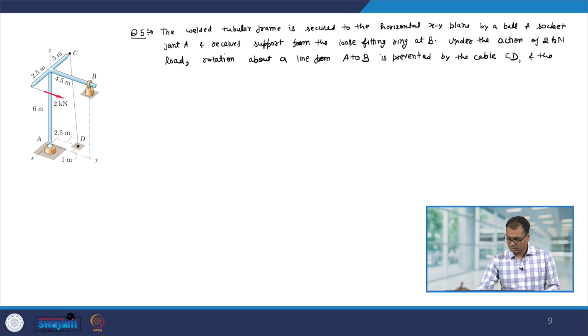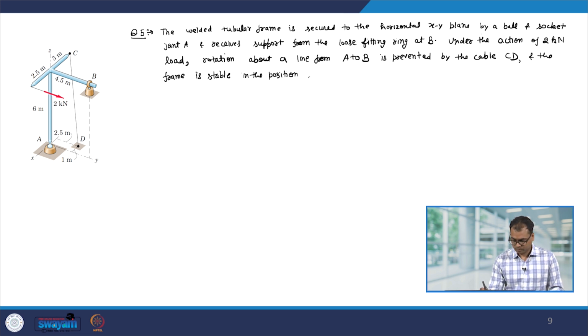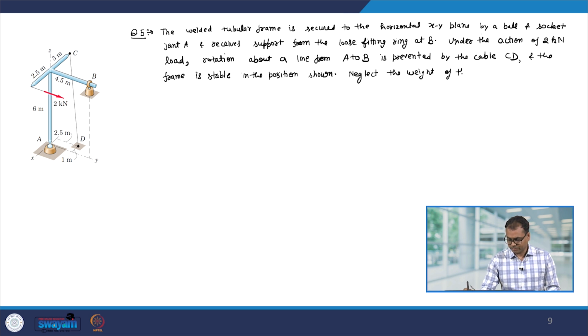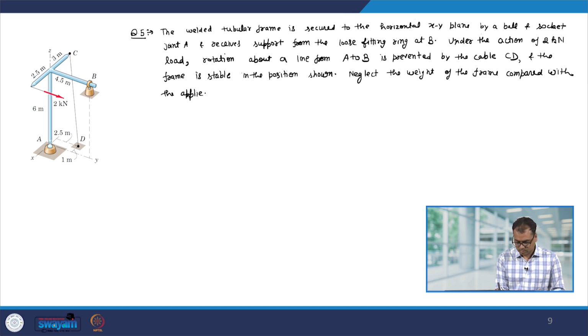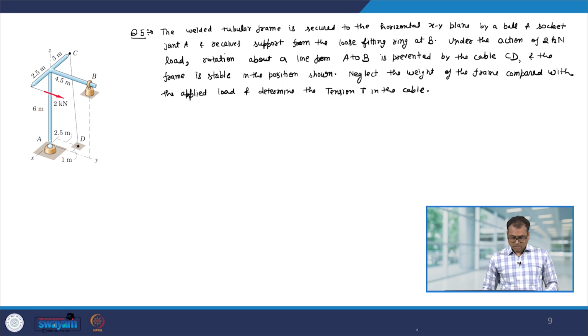And the frame is stable in the position shown. And it is given that neglect the weight of the frame compared with the applied load, and determine the tension T in the cable. So, this is the problem statement.